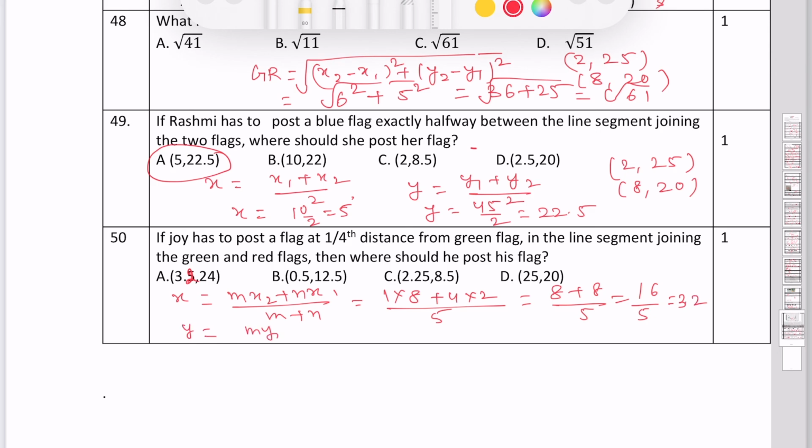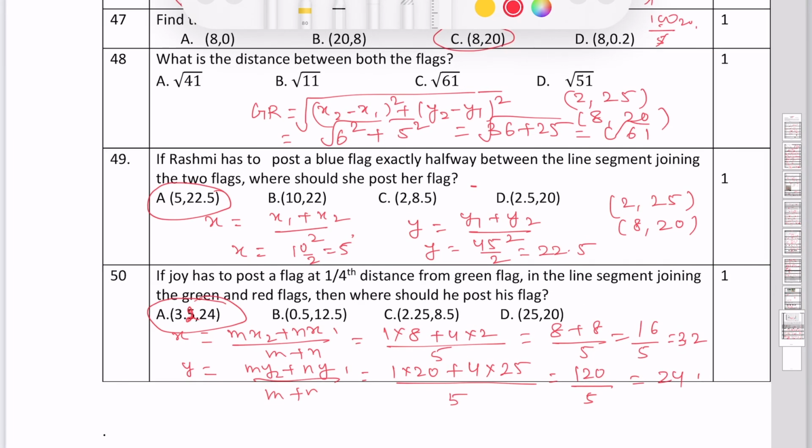Y is the same way, my2 plus ny1 by m plus n. That is 1 into 20 plus 4 into 25 by 5. We are getting 120 by 5, that is 24. So 3.2, 24 will be the answer. So this way we solve the complete question.